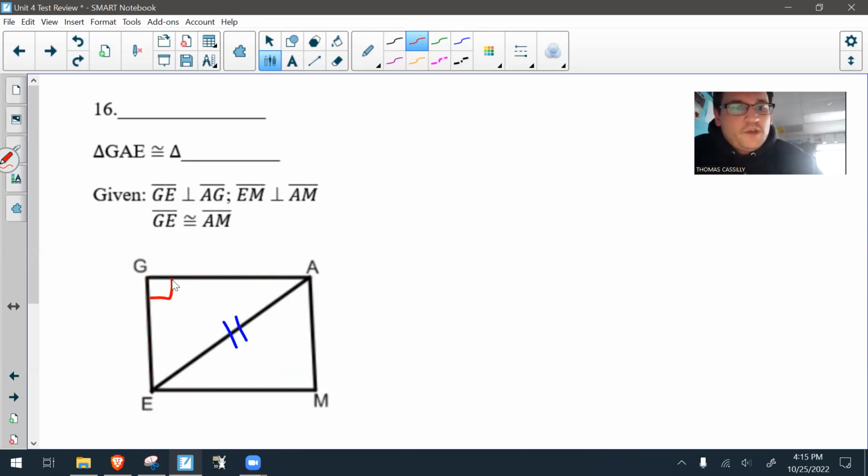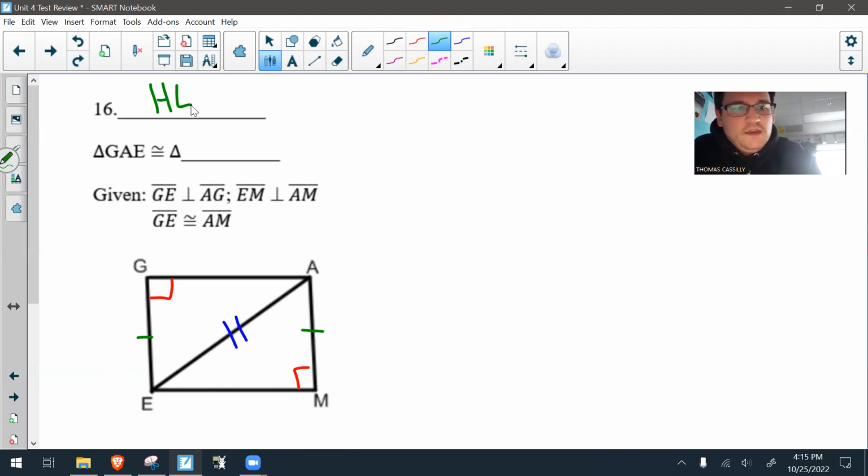So if GE is perpendicular to AG, we're going to have a 90-degree angle there. All right, we have another perpendicular. EM is perpendicular to AM. And the last thing they give us, GE is congruent to AM. So you have to think, which one is this? This is hypotenuse leg again. This is HL. AE is the hypotenuse. GE is a leg. AM is also a leg.